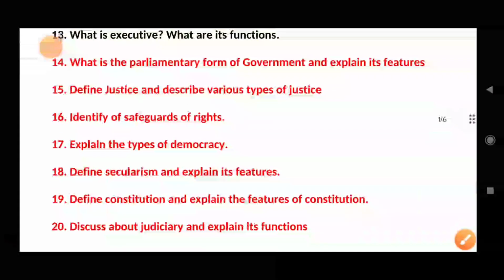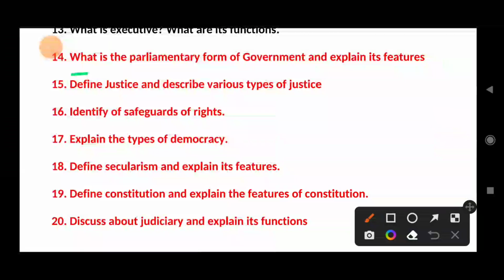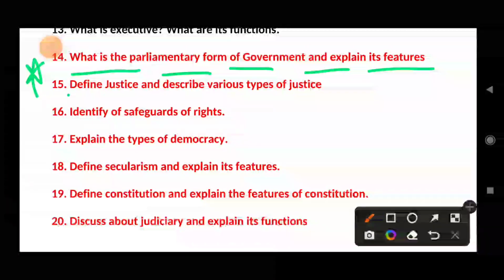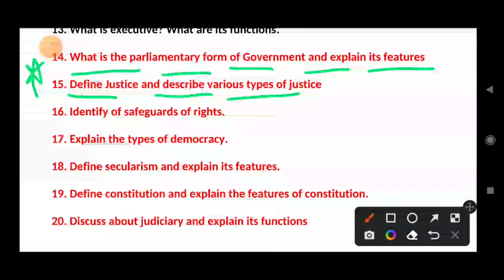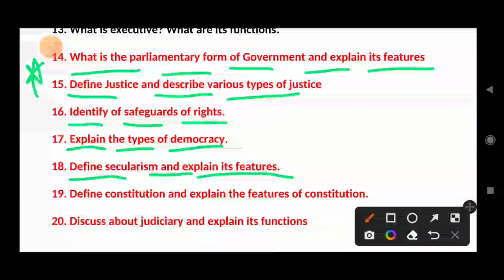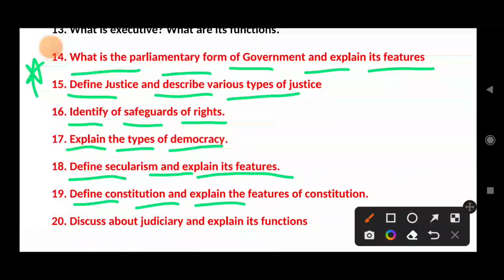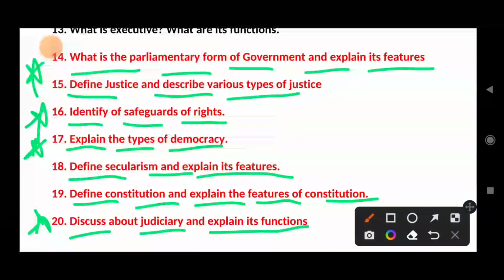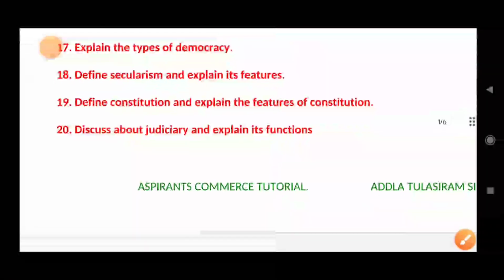Next, we are having what is parliamentary form of government? Explain its features. Very important one. Define justice and describe the various types of justice. Identify safeguards of rights. Explain the types of democracy. Define secularism. Explain its features. Define constitution and explain the features of constitution. Discuss about judiciary and explain its functions. These are very important ones. Democracy is also, and rights, safeguards. All these red ones are very important.